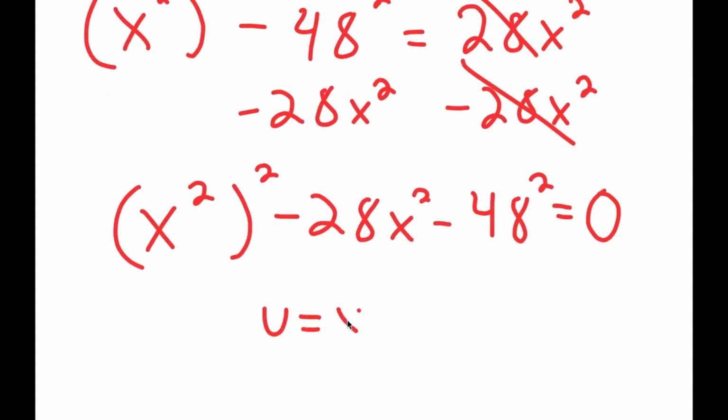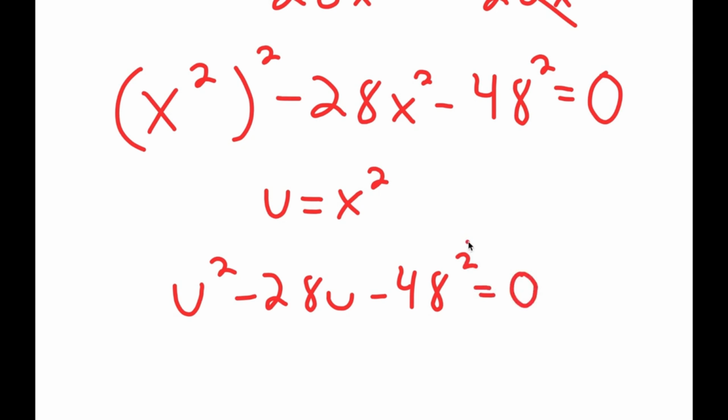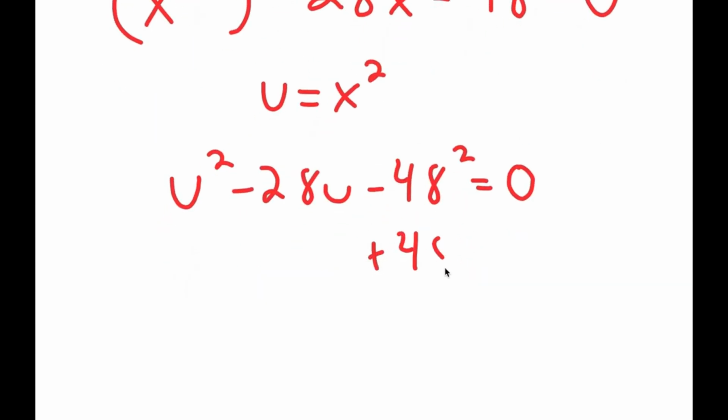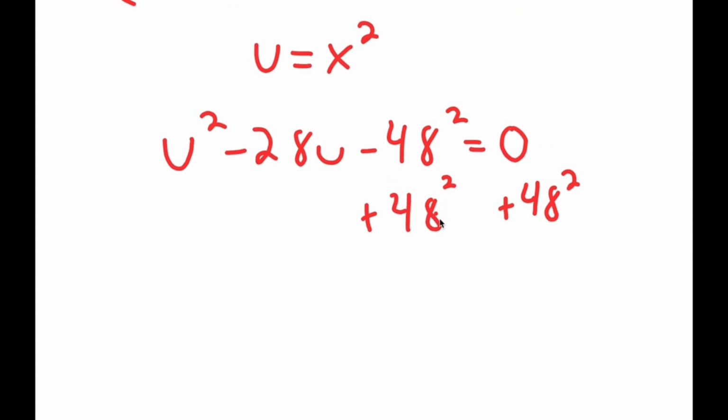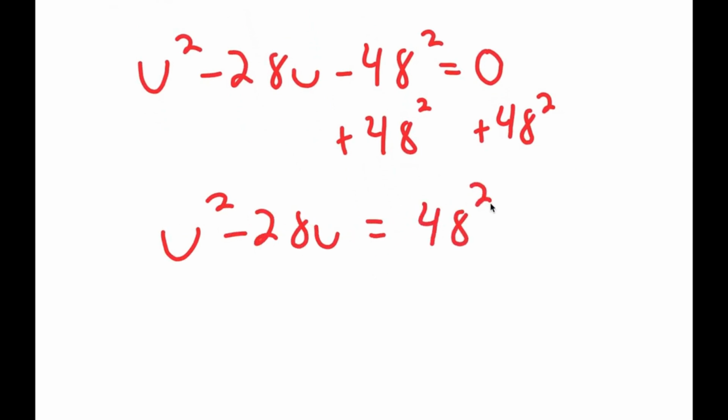Now I'm going to set u equal to x squared. So I get u squared minus 28u minus 48 squared is equal to 0. Now I can solve this by completing the square. So I'm going to add 48 squared back, and now I get u squared minus 28u is equal to 48 squared.